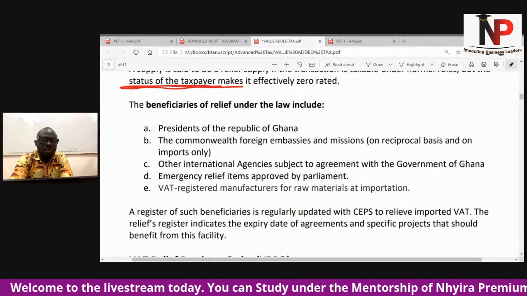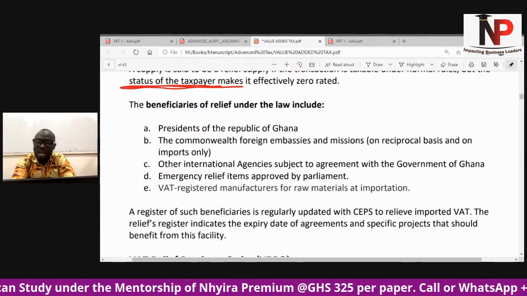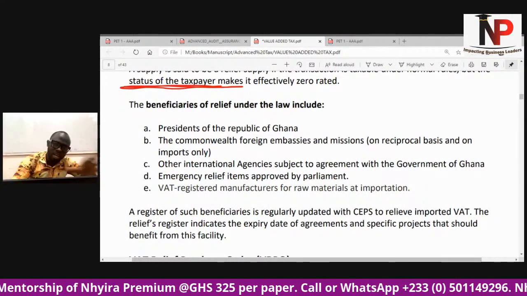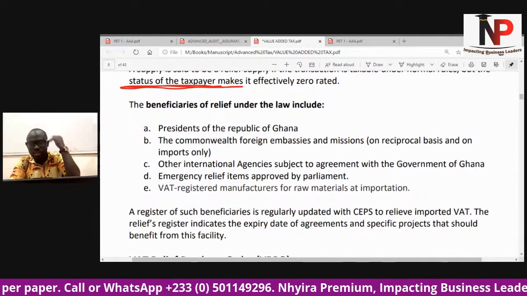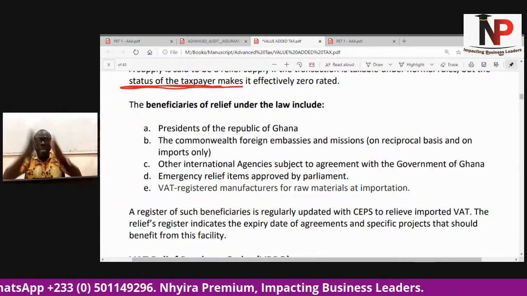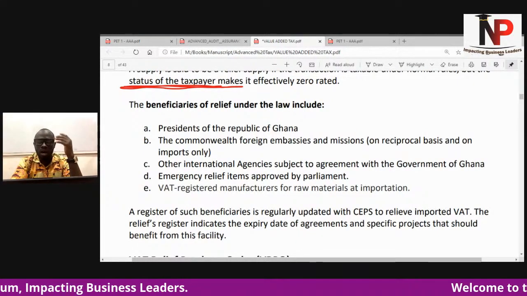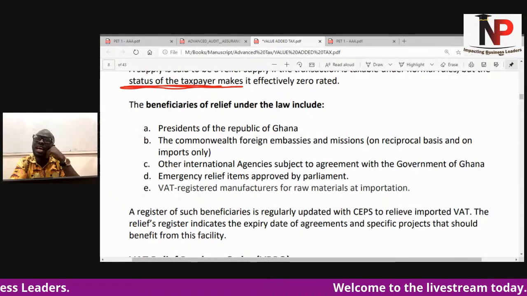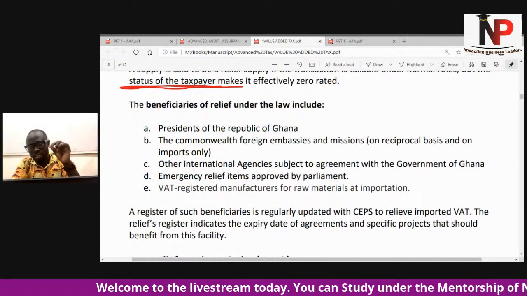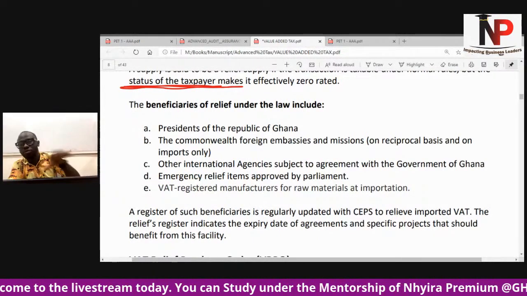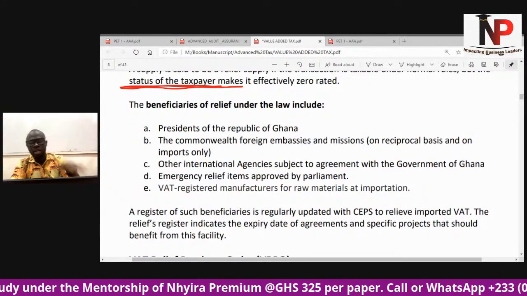Then emergency relief items approved by Parliament. That's it, emergency relief items. So like this COVID and we needed nose masks, face masks, and all of those things, boom. We've got to take anything off and make it a relief supply, no VAT on it. So it means that when Parliament, I think this has been done, that any organization that deals with anything related to COVID is not supposed to be paying any VAT when the goods are imported. I have to confirm that though, but that is one thing.